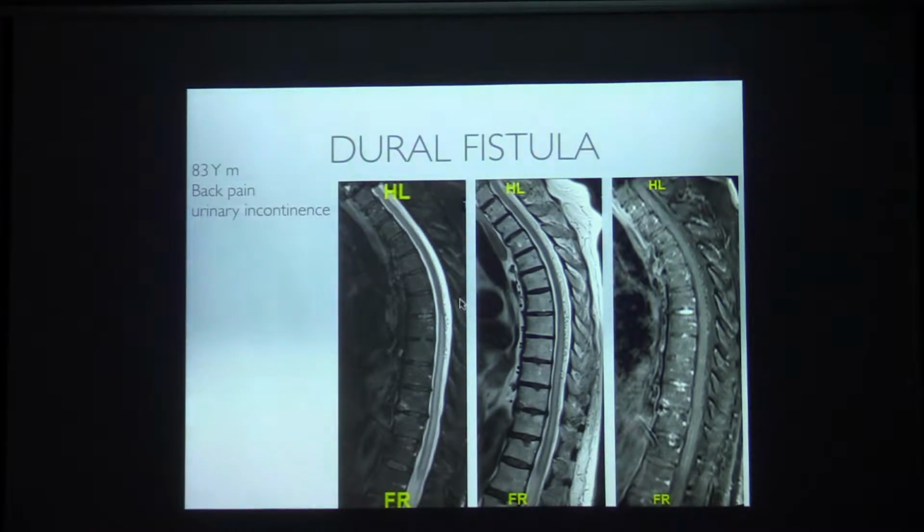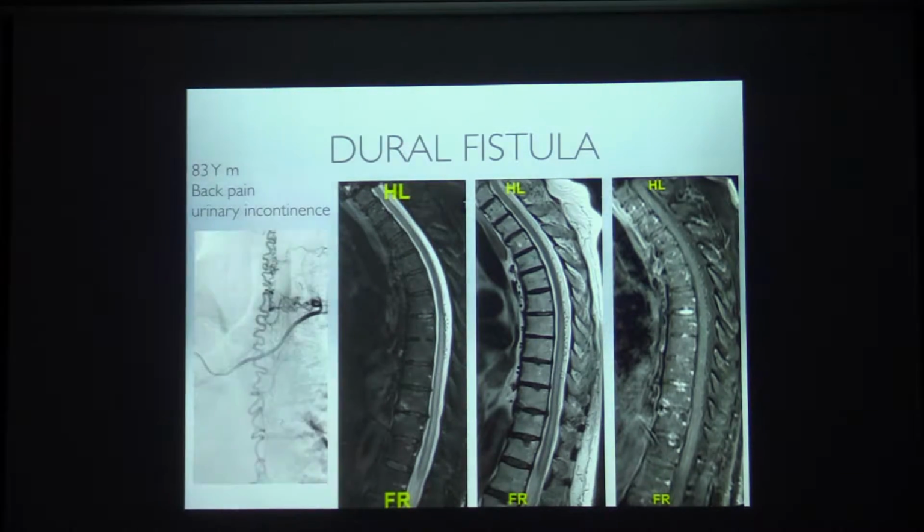So this is an example of an 83-year-old person. He complained mainly of back pain, and he had urinary incontinence. So you see the cord edema. You don't see those niduses because there's no nidus here. You just see those large draining veins that sometimes are a bit enhancing. And this is how it looks on the angiogram.